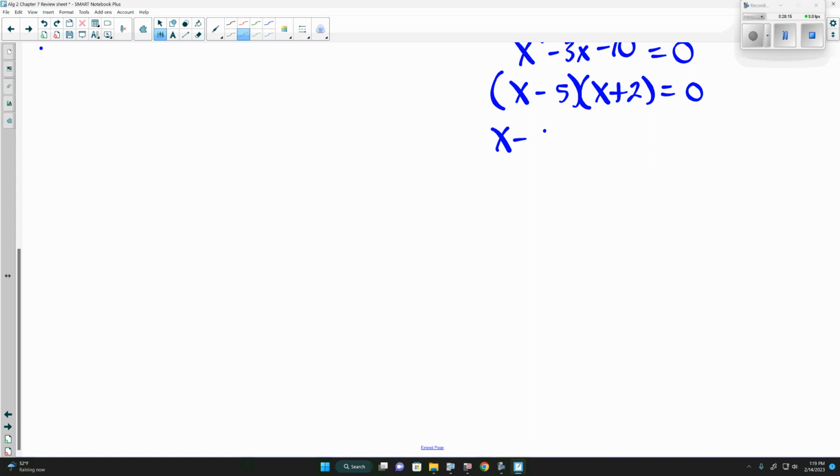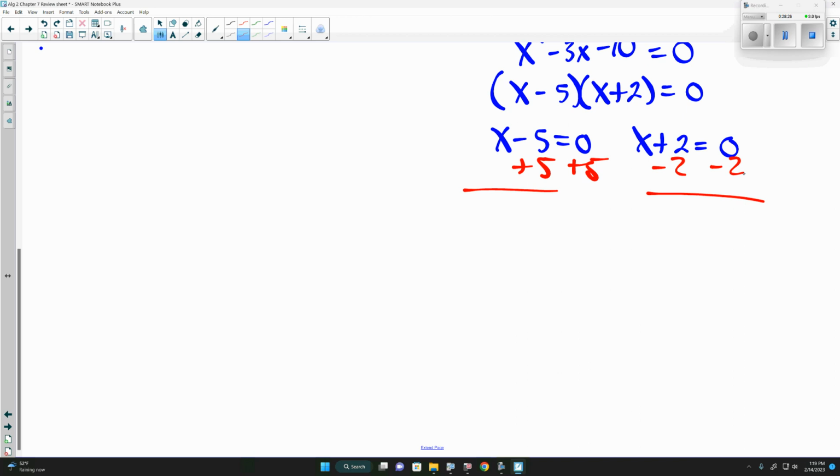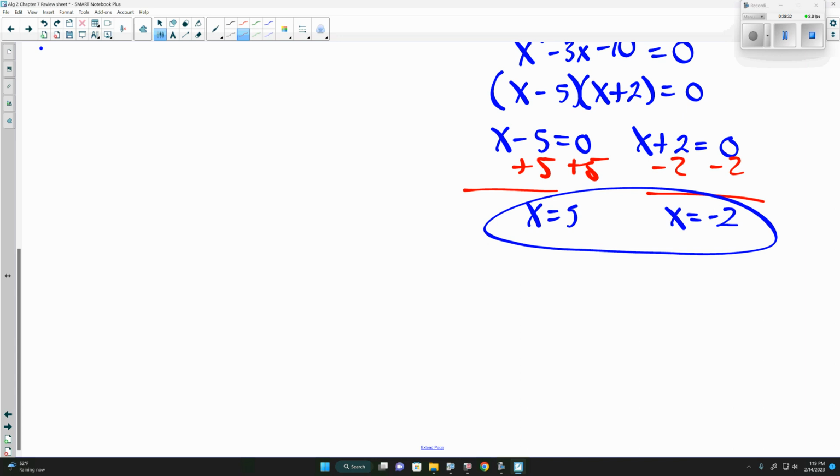telling us x minus 5 is 0, or x plus 2 is 0, plus 5, minus 2. So x is equal to 5, or x is equal to -2. We get to the same answer, and that's it.